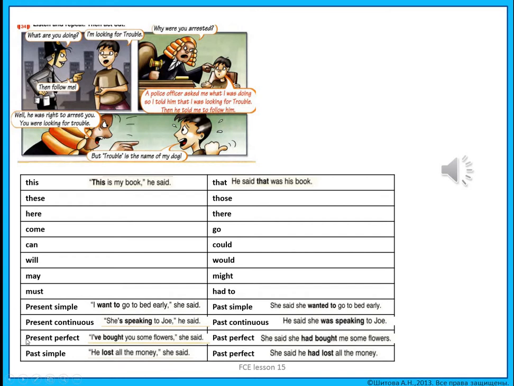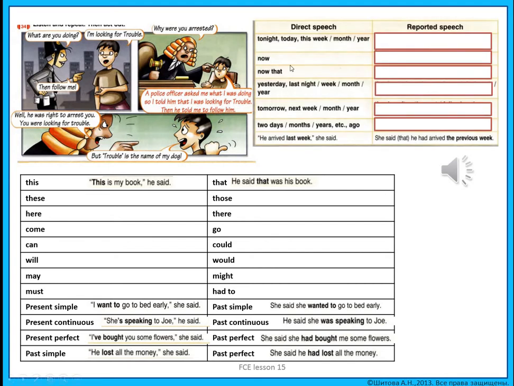So if you are attentive, we change present into past and past into past perfect. That's the general rule. Apart from tenses, modal verbs, and demonstrative pronouns, we change time expressions. Let's remember. Tonight, today, this week, this month, this year, we change into that night, that day, that week, that month, that year. Now we change into then, at that time, at once, immediately.